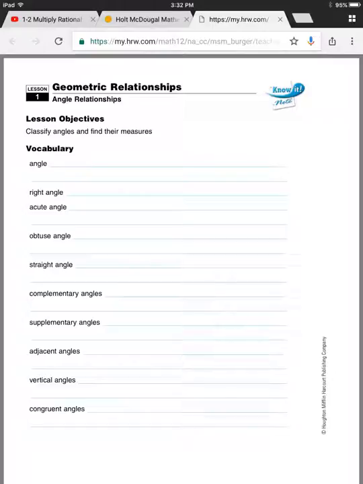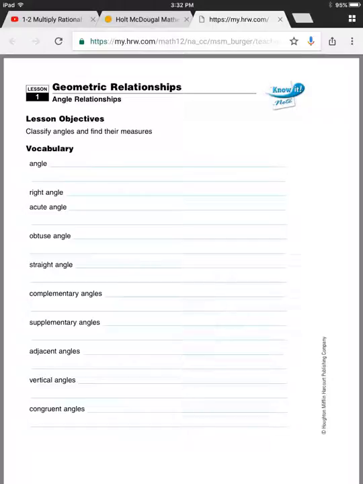So an angle is a figure formed by two rays or sides with a common endpoint called the vertex. A right angle is an angle that measures exactly 90 degrees. An acute angle is an angle that measures greater than 0 but less than 90. An obtuse angle is an angle that measures greater than 90 degrees and less than 180 degrees. A straight angle is an angle that measures 180 degrees.